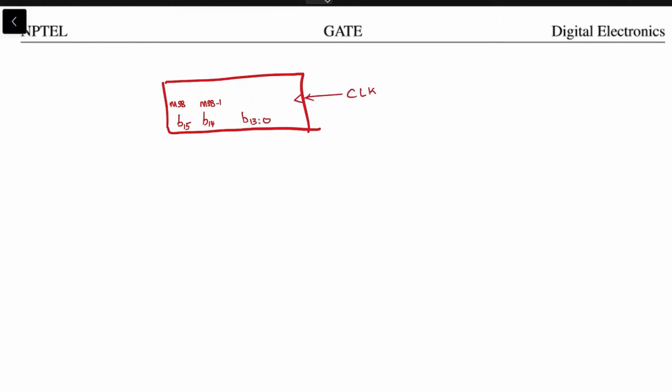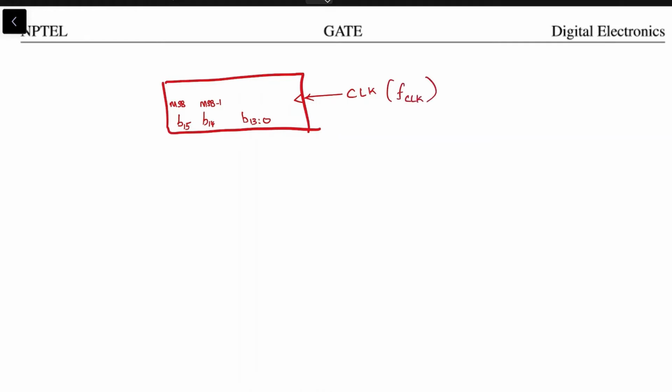So the idea is that there is a counter of 16 bits, so we'll call this B15, B14, right? The MSB and MSB minus 1 bits. This is the MSB bit, this is the MSB minus 1 bit, and then the remaining bits B13:0, right? And there exists a clock which has a frequency f clock, right?